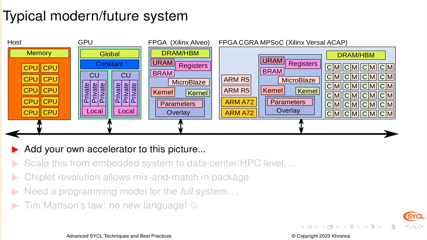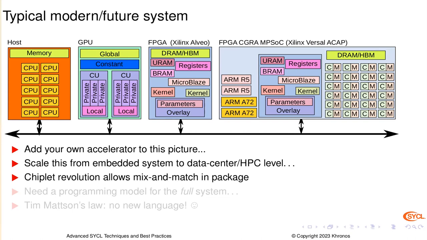Today we have a huge problem with the extraordinary explosion of hardware features and various accelerators, and you can add your own accelerator to the picture. And of course, if you're in the HPC or data center world, you need to scale that to thousands of nodes. Nowadays with the chiplet revolution, you have in the same package a mix and match of various accelerators, such as obviously the APU with CPU and GPU in the same package, but also AI accelerators and things like that. And obviously you need to program that for the full system. Otherwise, it will be very complex to program.